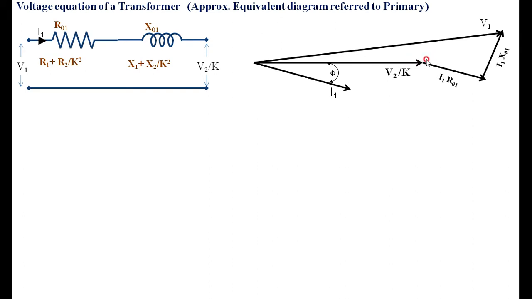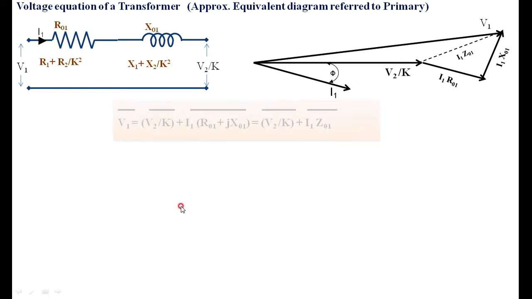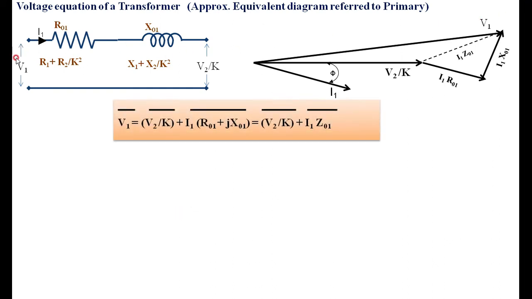Therefore, if you add these two from here to here, what I get is I1 Z1, that is the impedance drop, because R1 plus jX1 into I1 is nothing but the impedance drop. This is the way to draw the vector diagram for the approximate equivalent circuit. Okay, it is in the form of V1. How are we getting V1 vectorially?